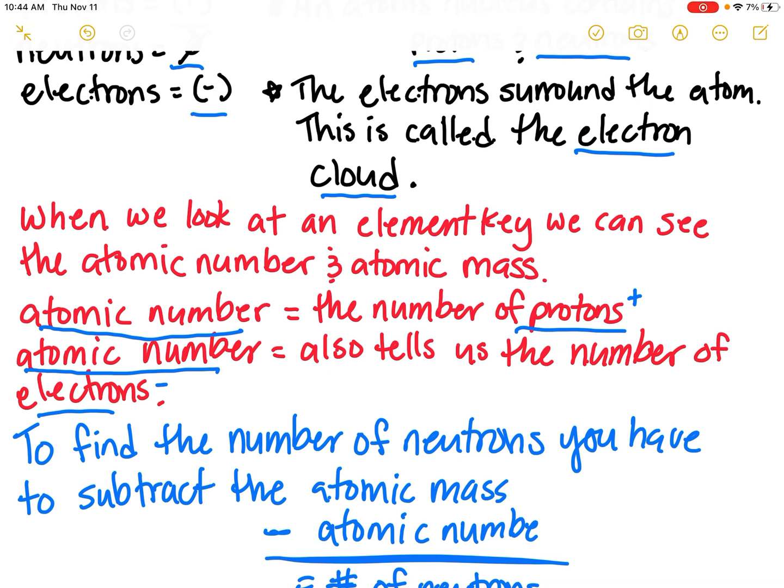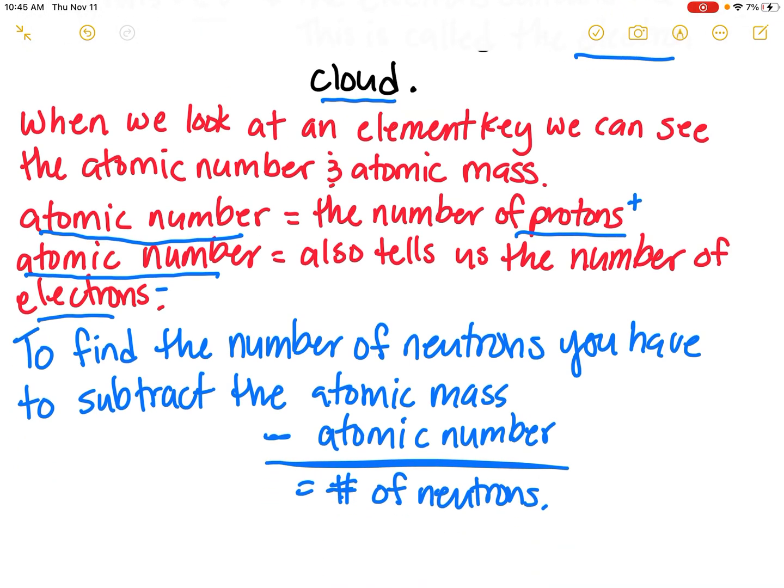Now, to find the number of neutrons, it's a little bit different. You are going to subtract your atomic number from your atomic mass, and that's going to equal the number of neutrons. So now let's get started and do some practice problems.